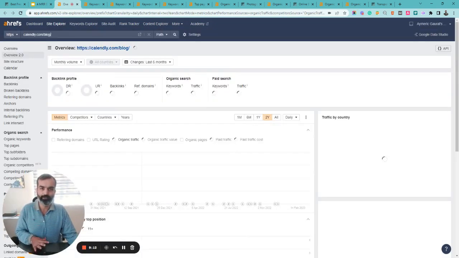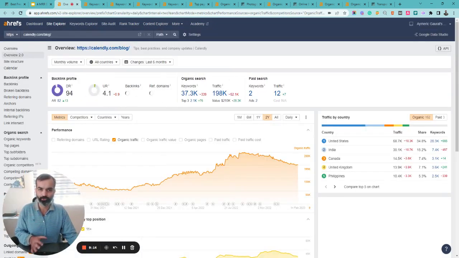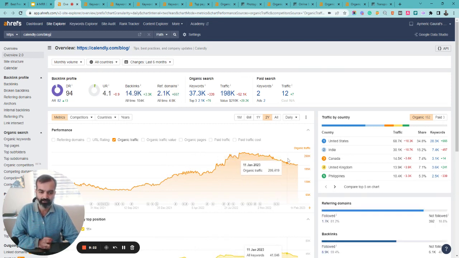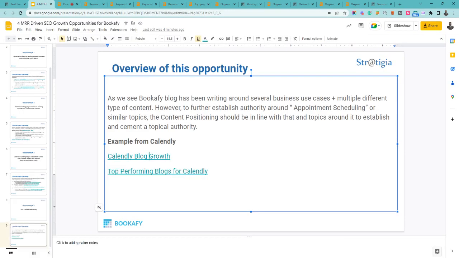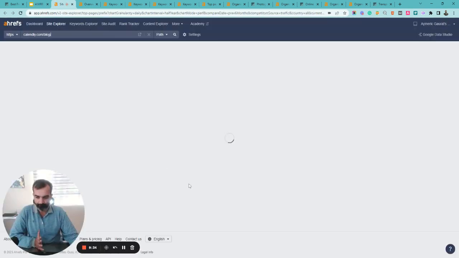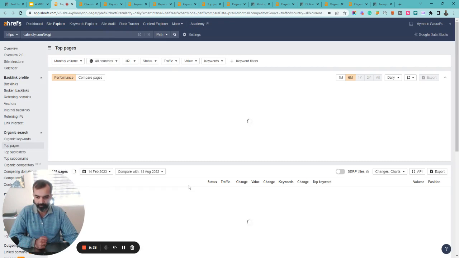predominantly before and within the COVID era, was mostly searched through their brand name. They didn't have a very established blog, but in the last few years they have started to build on their blog, and you can see they have been driving a lot of traffic on their blog posts as well. And if you look at the top performing blog posts, not just the numbers but the quality, the relevancy of the topics as well.